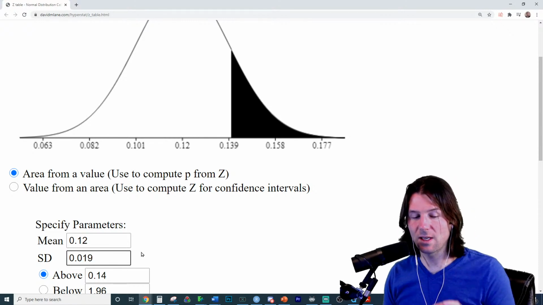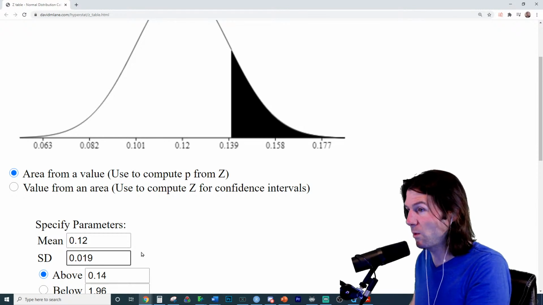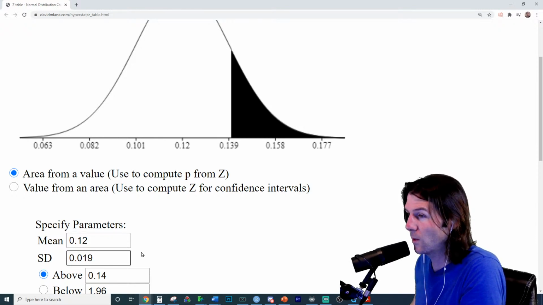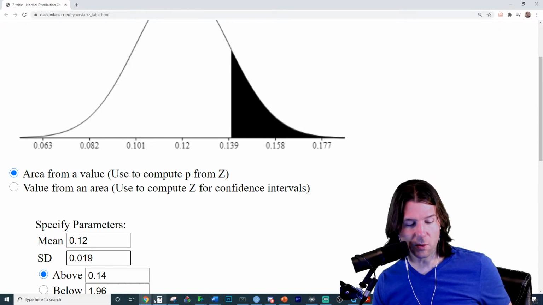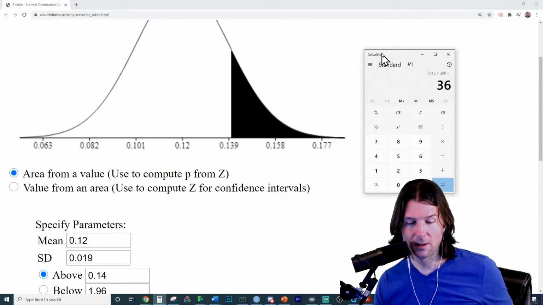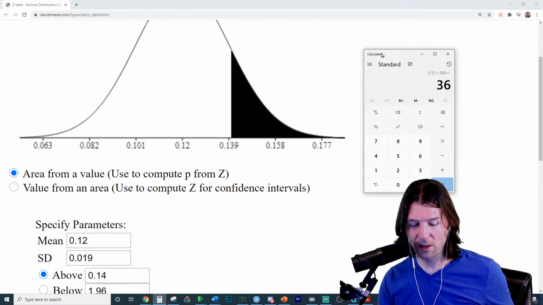14% is almost exactly what? This would not be a horrible test question. And let's figure out the z-score of this, because you can also do this, which you can probably tell what the z-score is going to be very close to.